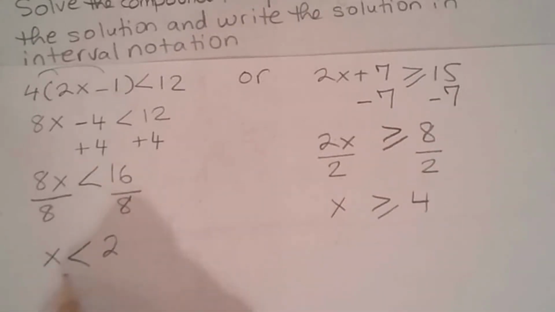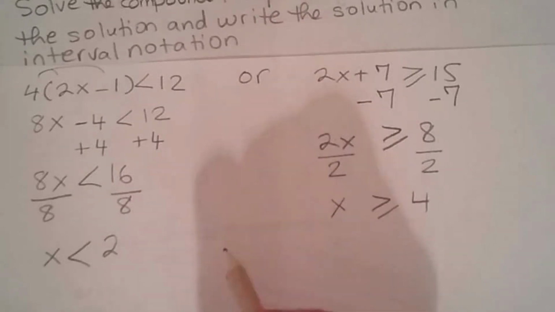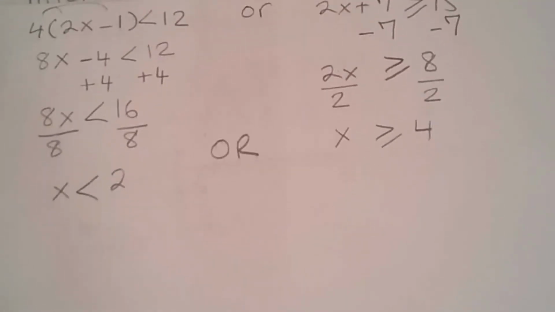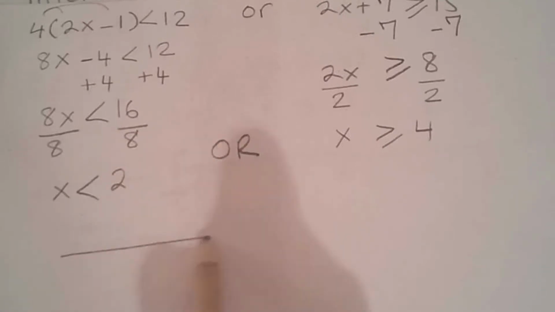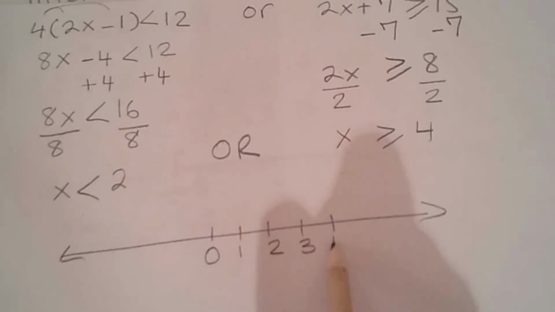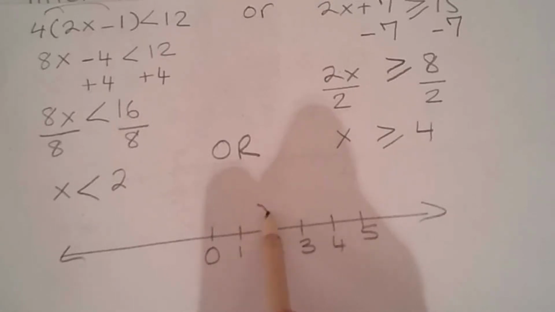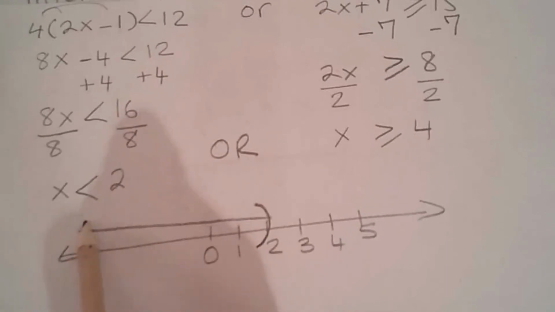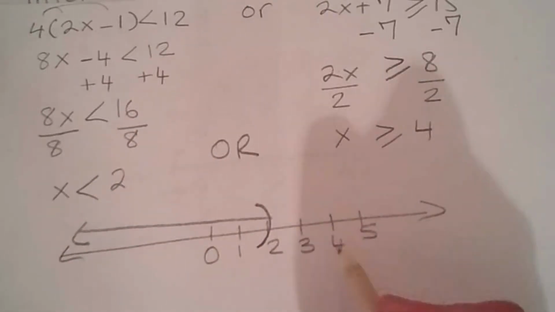So we have x less than 2 or x greater or equal to 4. So x is this or this. So what would be the solution? X less than 2 or x greater or equal to 4.